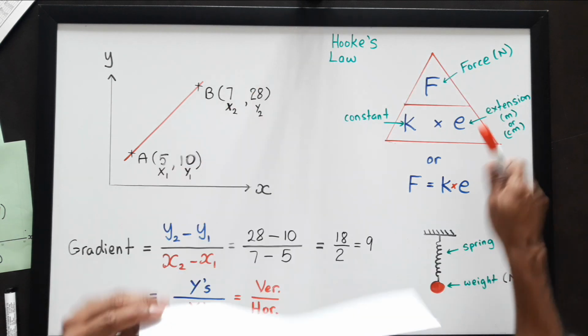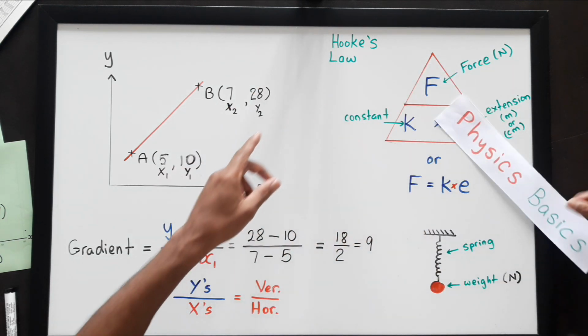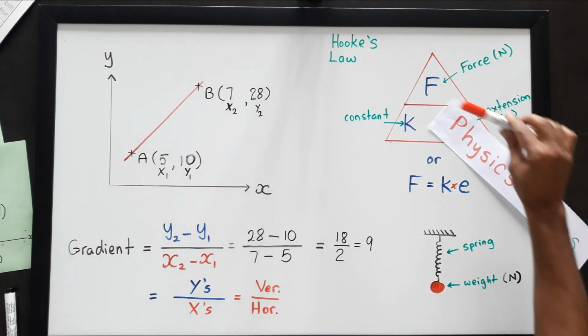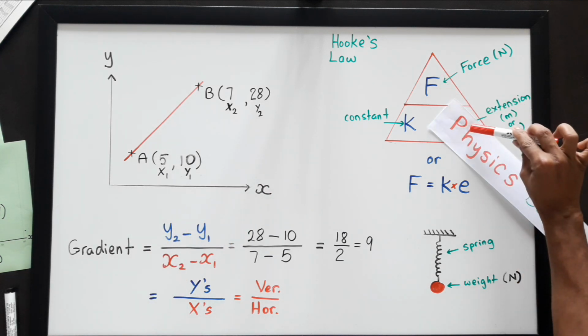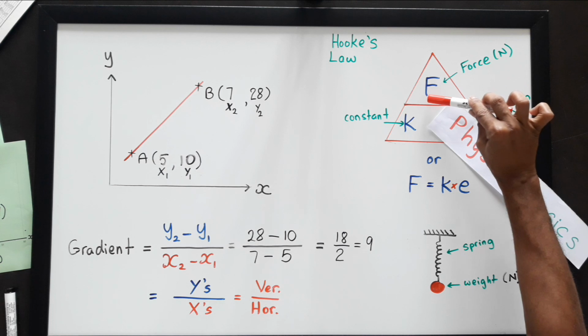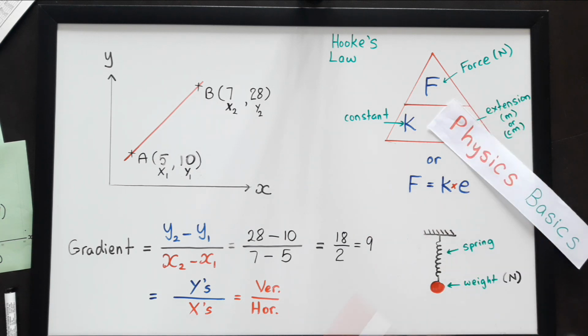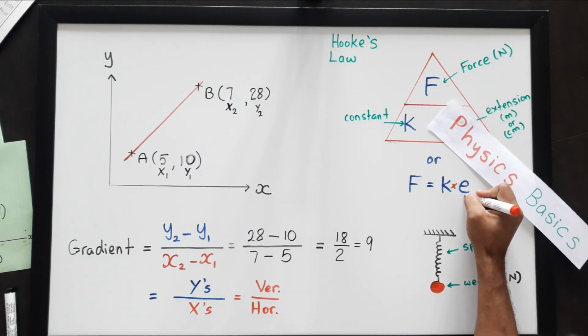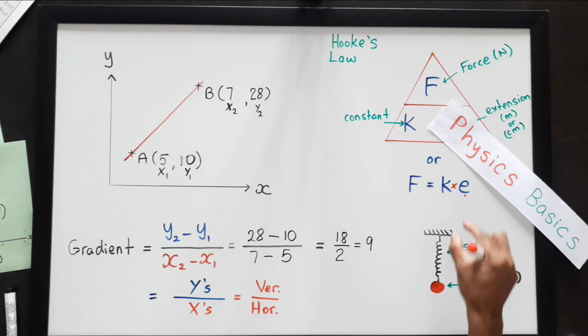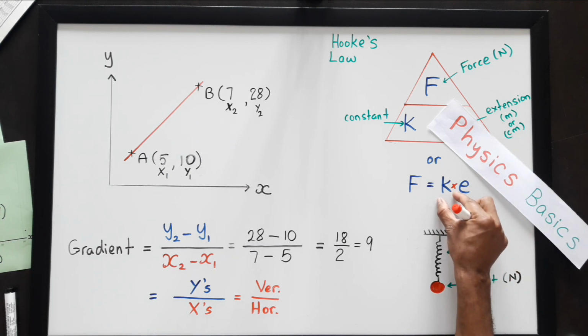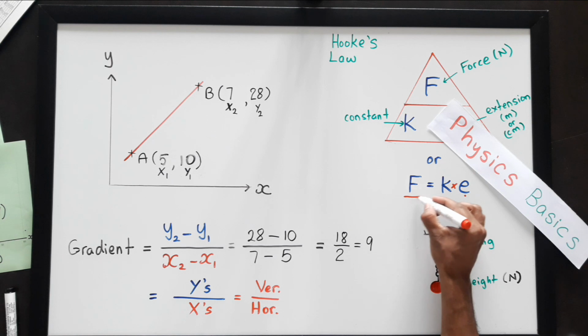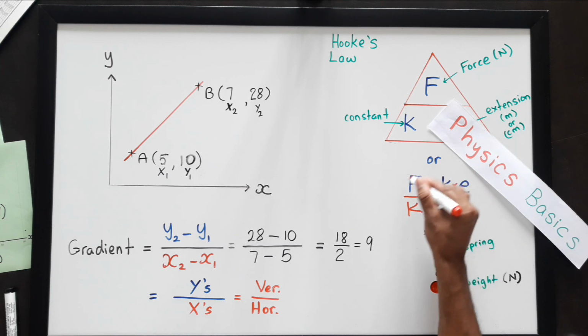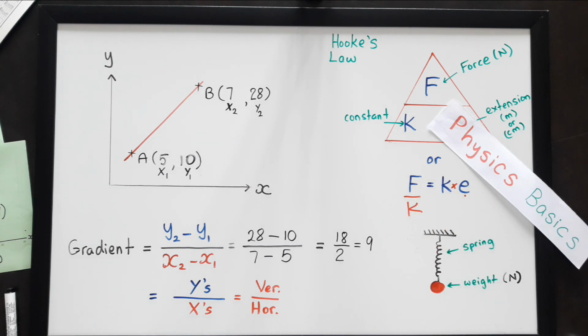If we are trying to find the extension, we just block the extension, the letter E. Extension is equal to force divided by K. And that would make sense, because if we're trying to find E, and we have to make E the subject, we would have to throw across K, which is a multiplier. And when you throw across a multiply, it will go underneath, becoming a divide.